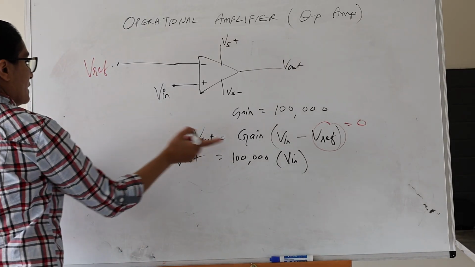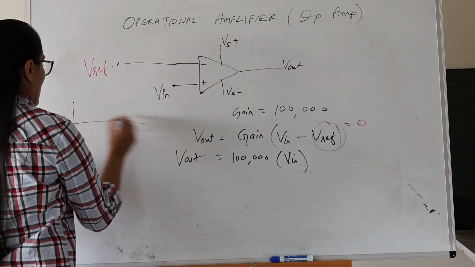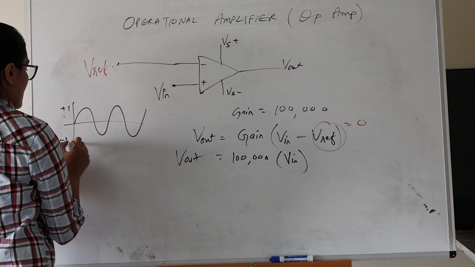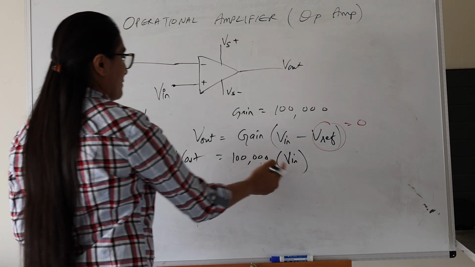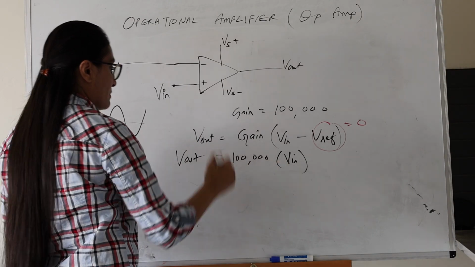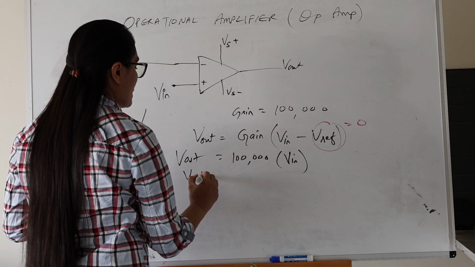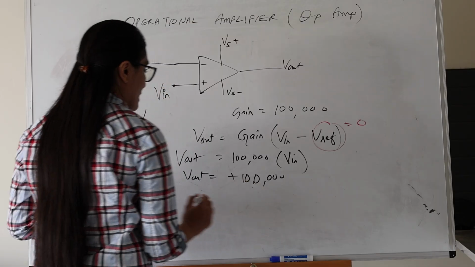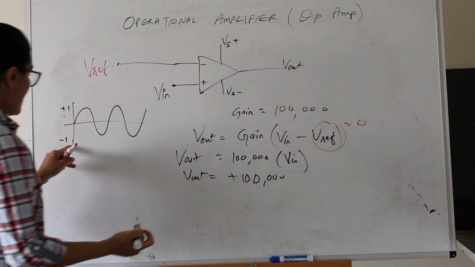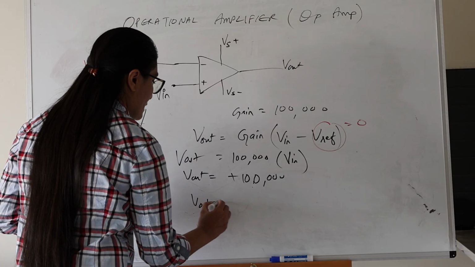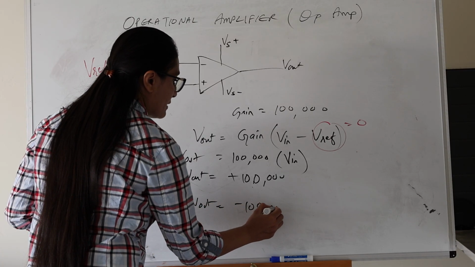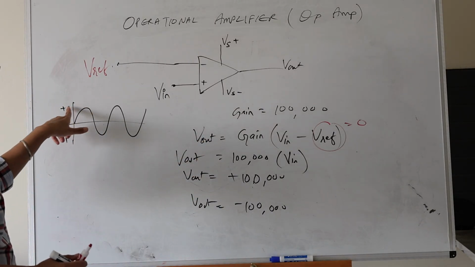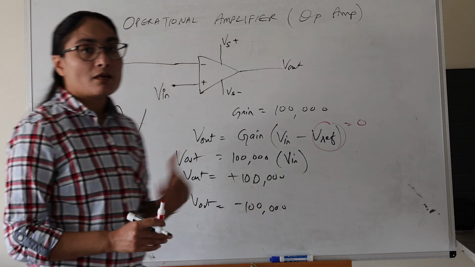Now let's say the V in is a sine wave and it goes from +1 to -1, so that's the range. If this is +1, the maximum on the positive side, then according to this equation, V out would be plus 100,000. And if this is -1, then V out would be minus 100,000. And anything in between +1 and -1 would be whatever lies in between.